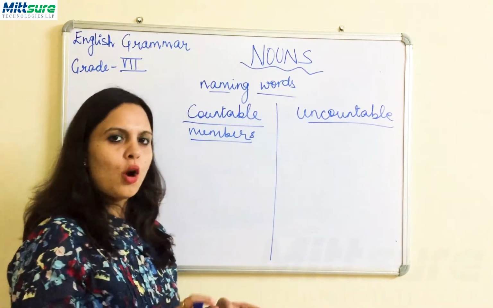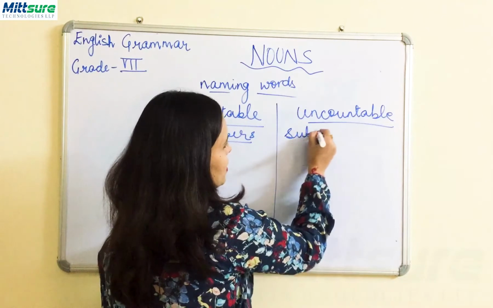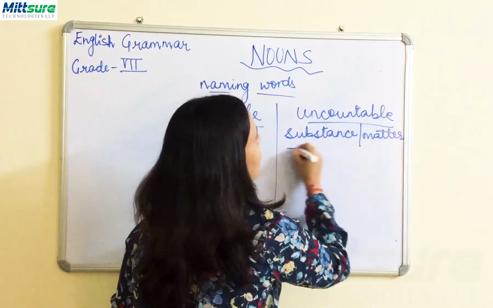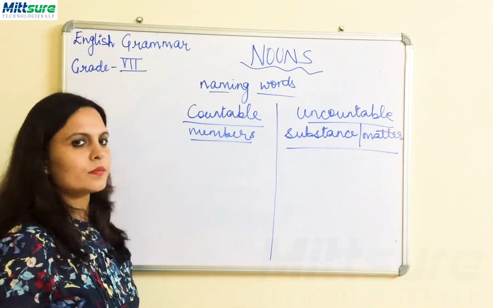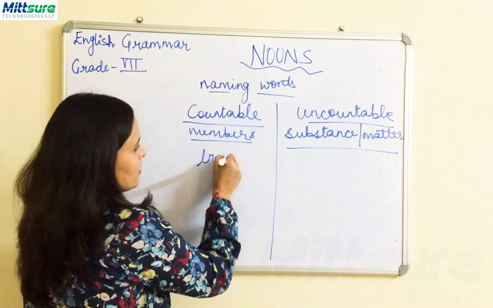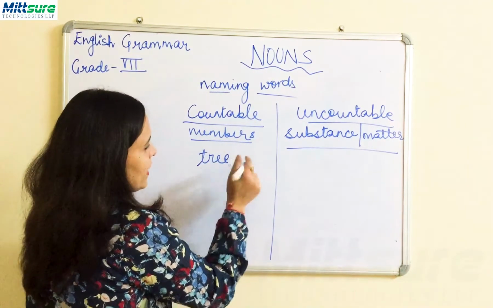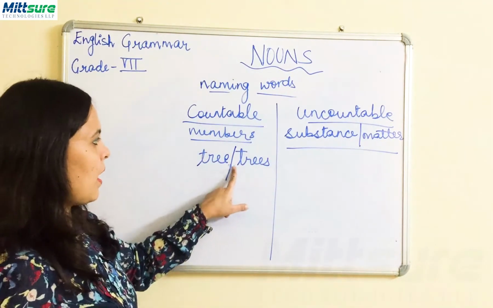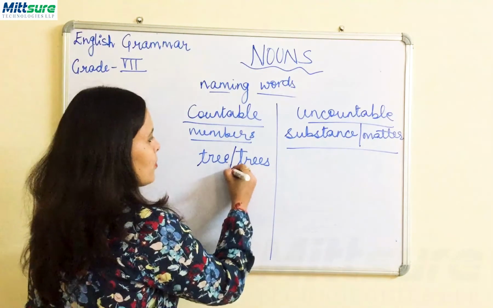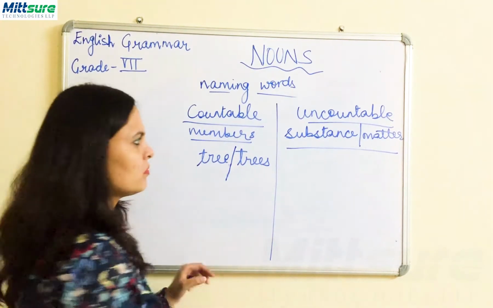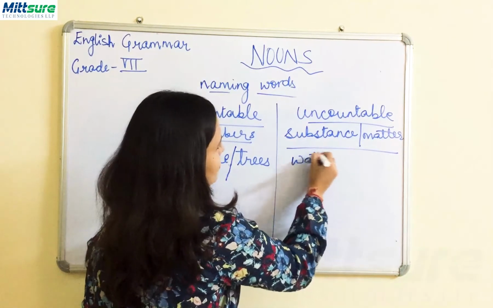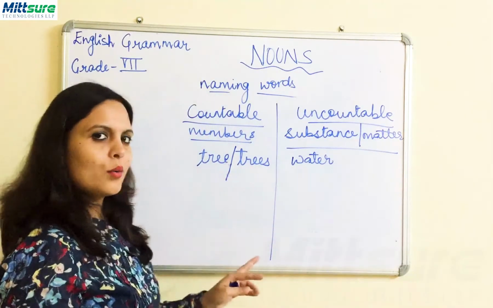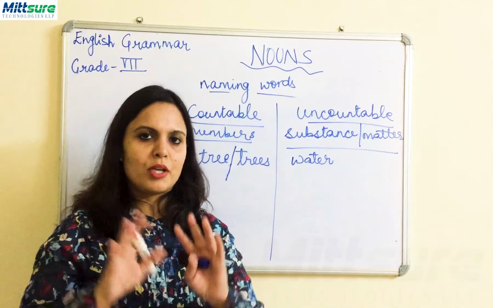Any thing or any object that is made up of substance or matter, right, can never be counted. So if I count tree, I should write like this, a tree and many trees. So countable nouns are written in singular and plural forms, right? If I say water, can I say water and waters? There is no plural for water. I have a glass of water. So I can count the object associated with it, a glass, but not water.